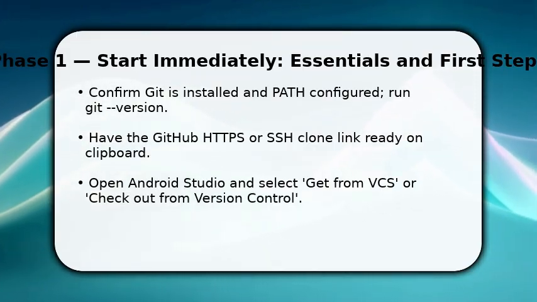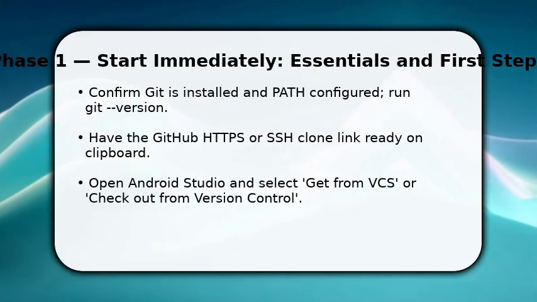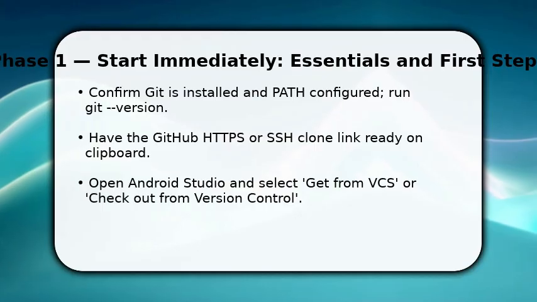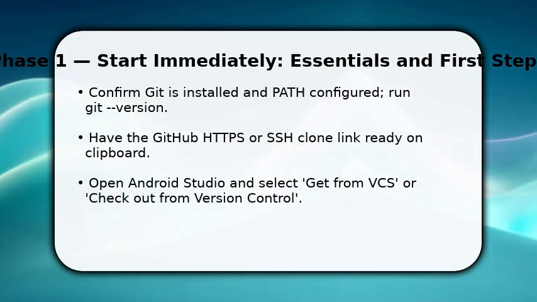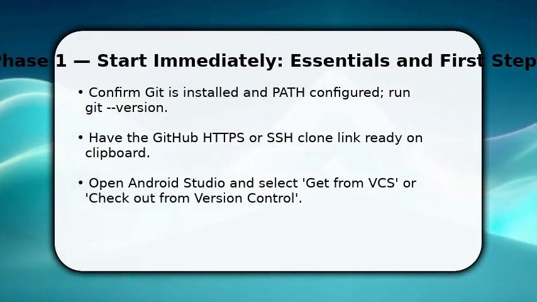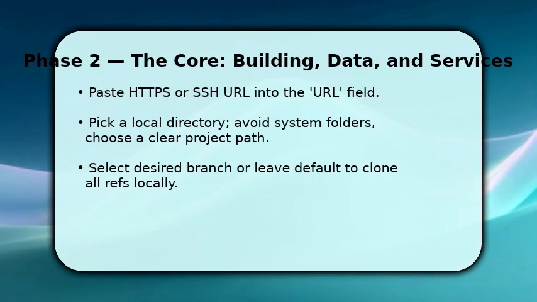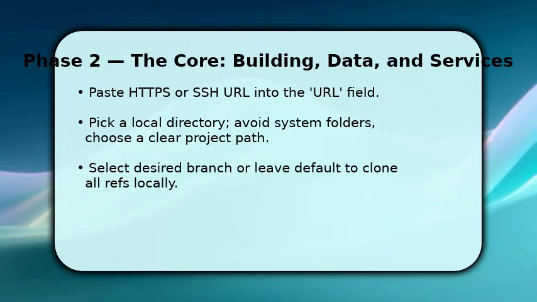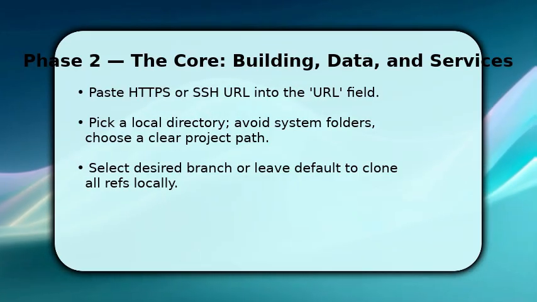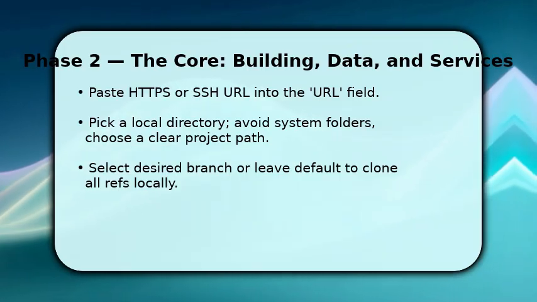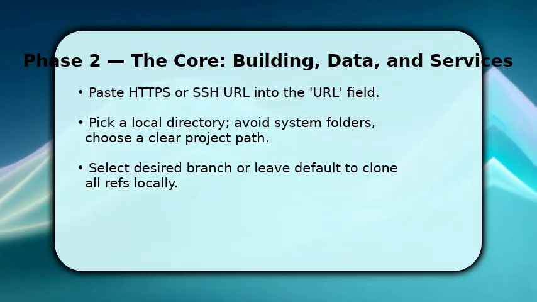Now open Android Studio and choose Get from VCS or Checkout from Version Control. This jumps straight into the cloning flow. You want to act now so Android Studio can manage the project structure and fetch all branches automatically. You paste the GitHub link into the URL field, and Android Studio validates it immediately. This is why you prefer HTTPS for simplicity or SSH for key-based auth.